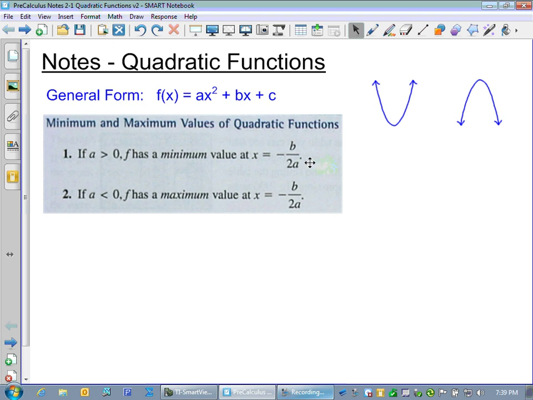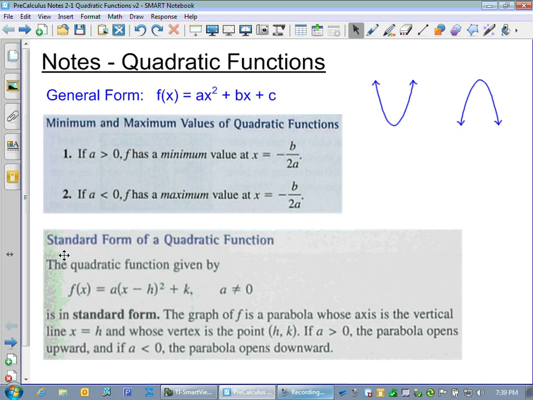And once you do know the x value of the vertex, you can of course substitute that into the original function to find the y value of the vertex. That would be one way of finding the vertex. Another way would be to take the equation and complete the square so that we rewrite it in what's called the standard form. The standard form of a quadratic is f of x equals a times the quantity x minus h squared plus k.